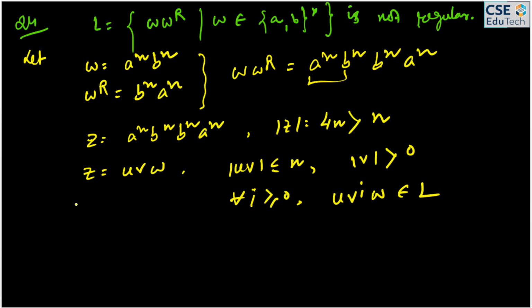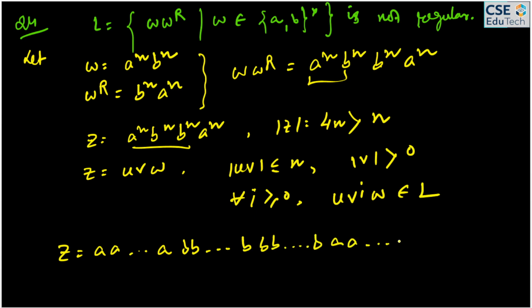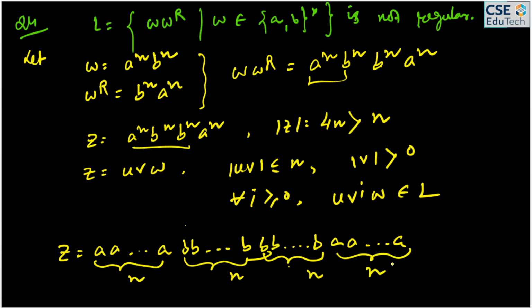Now the pattern of this string is basically like this: A, then B, then B, again B, and A. That means here n number of A's, n number of B's, and here n number of B's, here also n number of B's, then followed by n number of A's. Now to satisfy the condition that the length of UV is less than or equal to n, we have to choose V from the first set of A's. So now we choose V from the first set of A's.